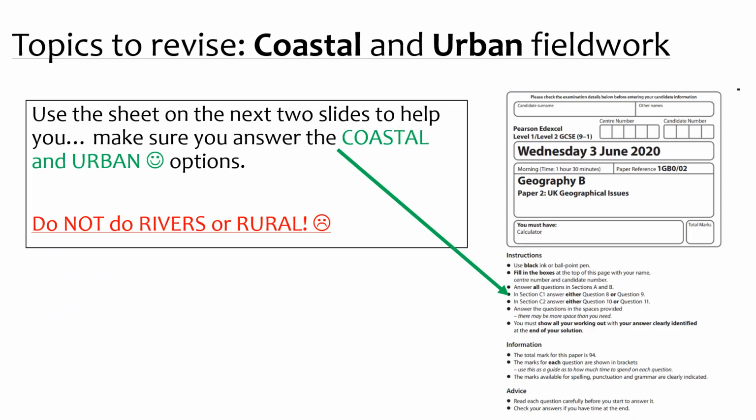So before we look at the case study sheets, I think it's important to note this. On the front of your exam, and this is a past paper exam from 2020, it will tell you this, and we will remind you this before the exam. You must only answer the coasts section C and the urban section C. You can see on the front page there it says answer all questions in section A and B. Fine. But when you get to section C, make sure you choose coasts, C1, and in C2, make sure you choose urban. Okay, you must answer both.